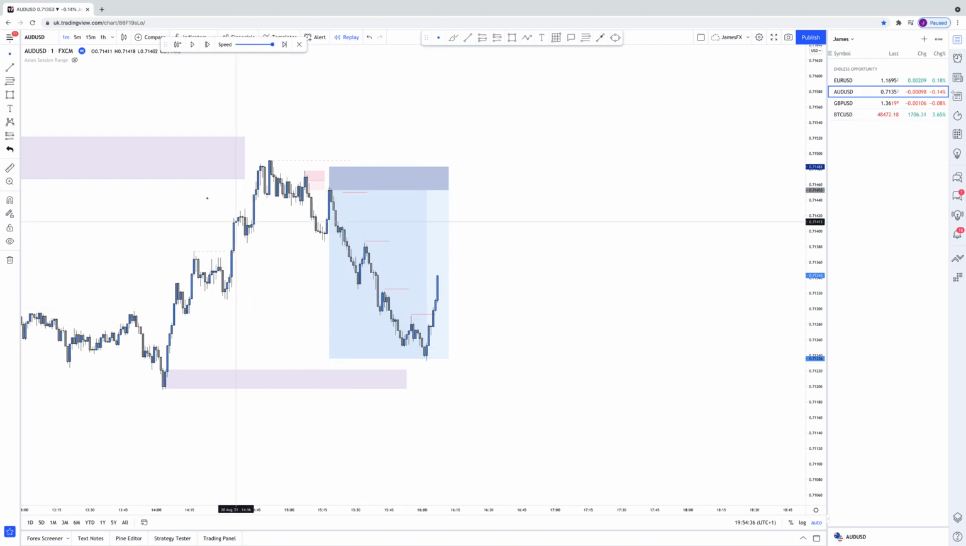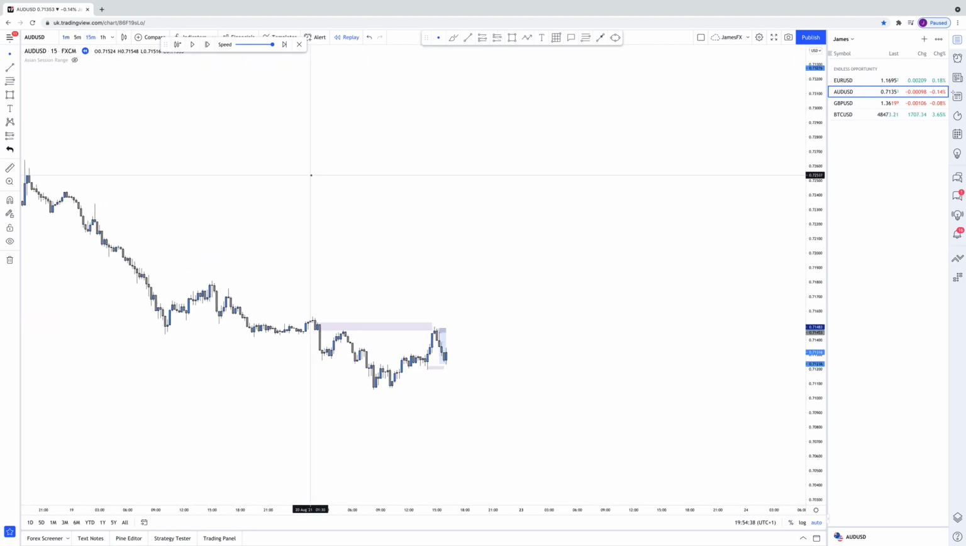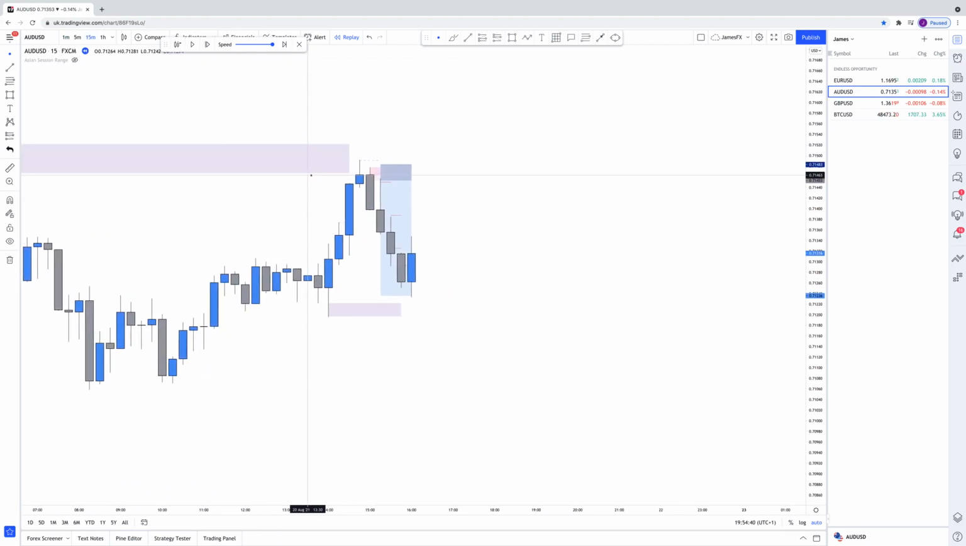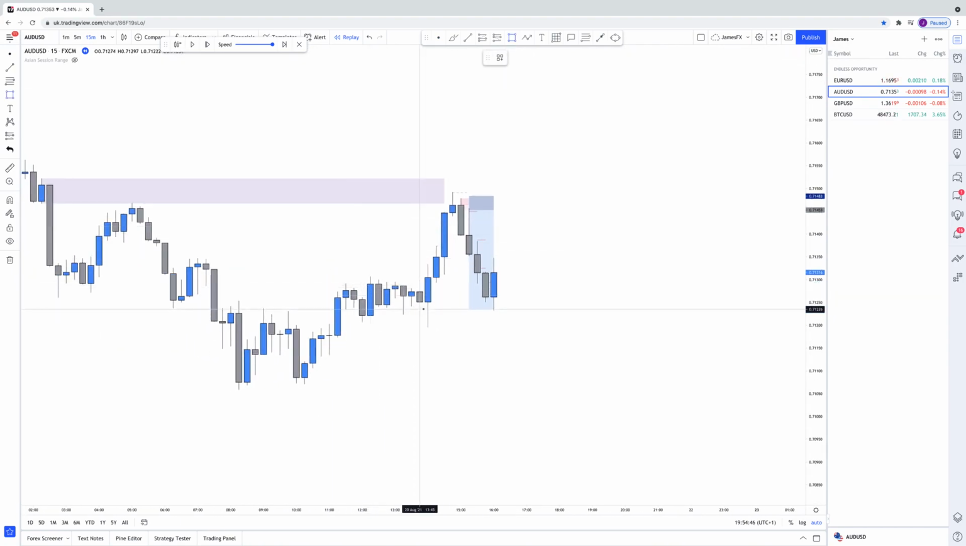I want to quickly go to the 15 and zoom right in and look at this. What I can see from this is it's still bullish on the higher time frames. The 5 minute is still putting in higher highs, higher lows, and this is just a pullback. So we have this last candle here.